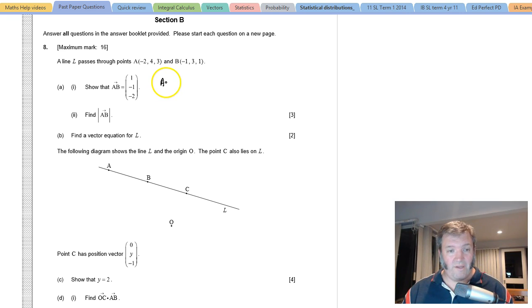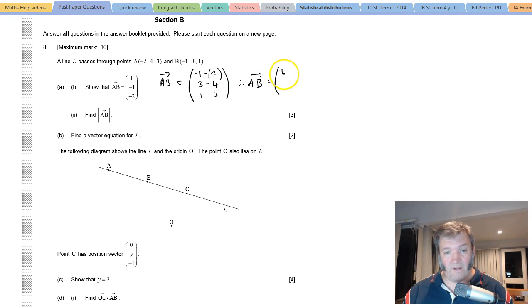So what's AB going to be? AB, remember, it's simply going to be the coordinates of B minus the coordinates of A. So -1 take -2, 3 minus 4, and 1 minus 3. Therefore, AB equals -1 plus 2 is 1, 3 minus 4 is -1, 1 minus 3, -2. We agree. It's a good start.